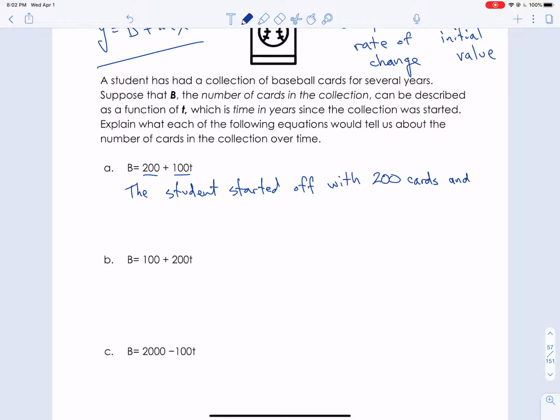and so it's adding, so bought, or you don't have to say bought, we don't know that. Maybe collected, saved, traded, we don't know. I'm just going to say bought because he's getting them, and bought 100 cards each year. So let's think about the problems we've done in the previous days and our key words. We need each to denote the rate of change. So that goes with the 100. So 100 cards each year, per year. And then started off, initial value, 200.